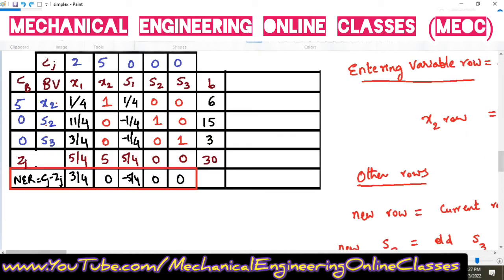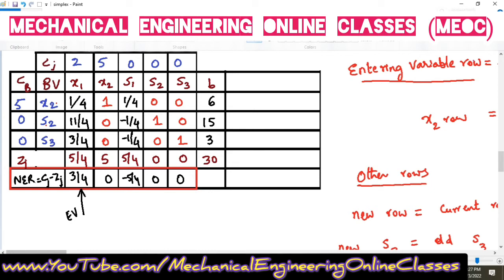Now to maximize, the NER, which is Cj minus Zj, should be positive. So x2, s2, s3 have got nothing to do. S1 will only give us a loss. x1 we can introduce. Among all the values in Cj minus Zj, the most positive value must be picked for a max type of problem, right? So the most positive is this one, and this corresponds to the x1 variable. So now our entering variable is x1. Now x1 should enter into the basic variable set.